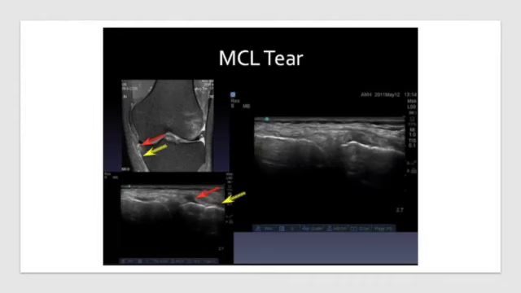So there's an MCL tear. This is a good comparison because it shows you an MCL tear on an MRI and then how it looks on an ultrasound. You can definitely see where that white line is supposed to be as opposed to where it is. We can see a significant tear happening in the mid-substance of the MCL here, using ultrasound.